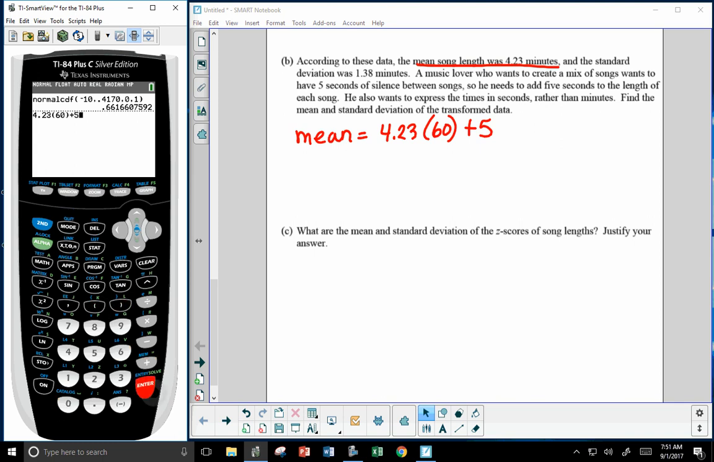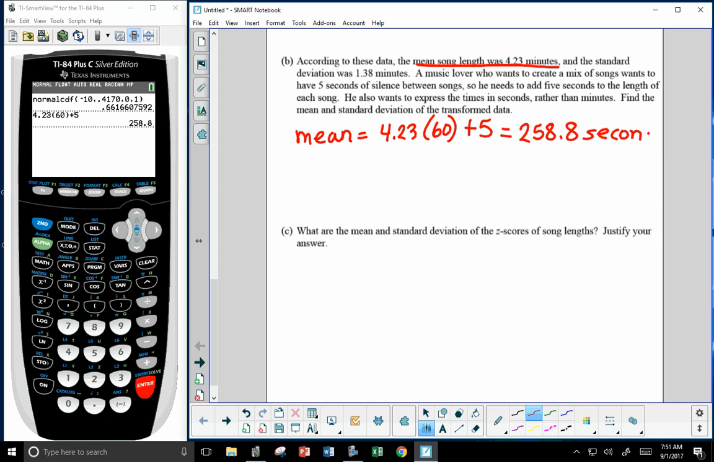Okay, when we do our new standard deviation, let's see, we have an old standard deviation of 1.38 minutes. We are going to multiply by the 60 because multiplication does affect spread, but we're not going to add the 5 because when you add a constant to each of your data points, it does not affect the spread. So we're only doing the 1.38 times 60. Okay, so that gives us 82.8 seconds for our new standard deviation.